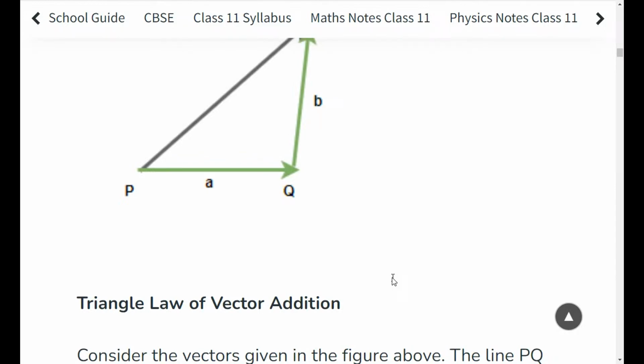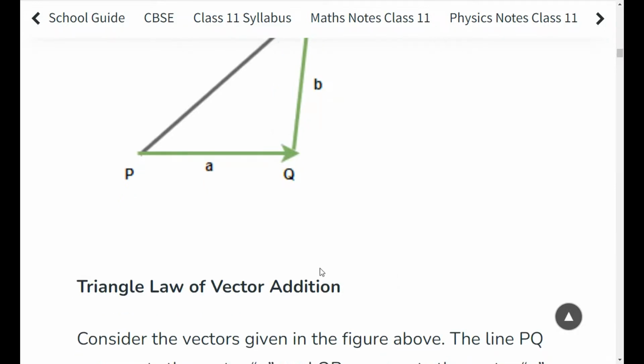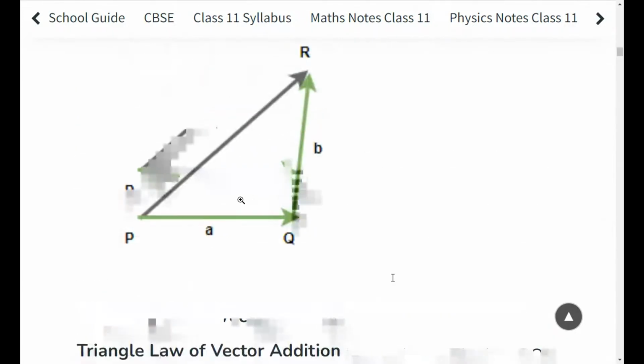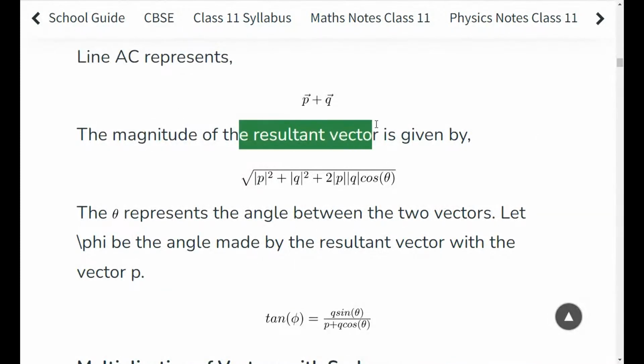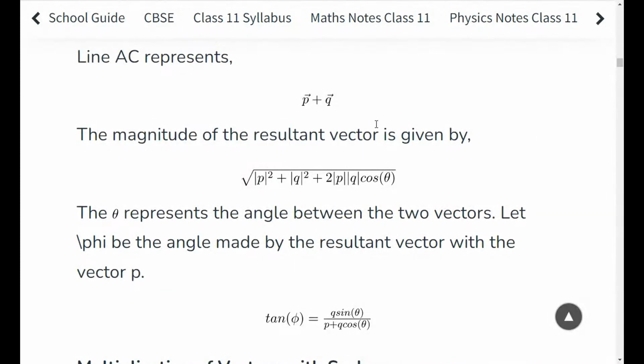Understood this one? That's why we have taken cos in 2PQ cos theta. Cos theta is one of the angles formed in the triangle, and using that angle we are trying to understand the angle created with this vector, and with that we are able to find out the resultant vector.